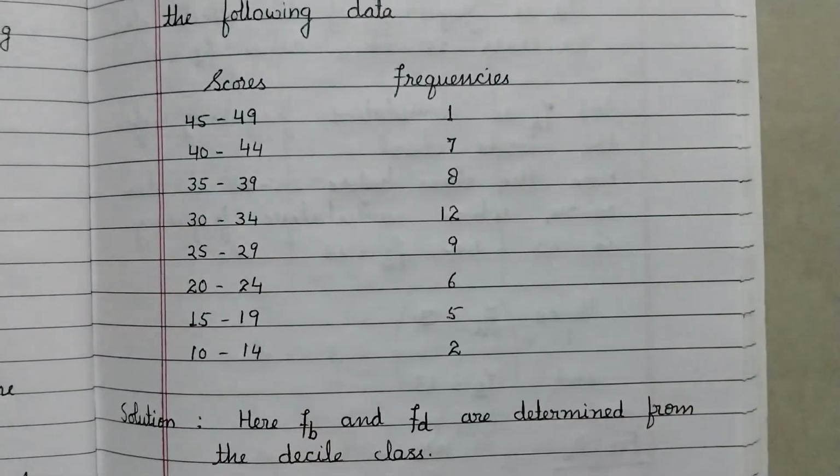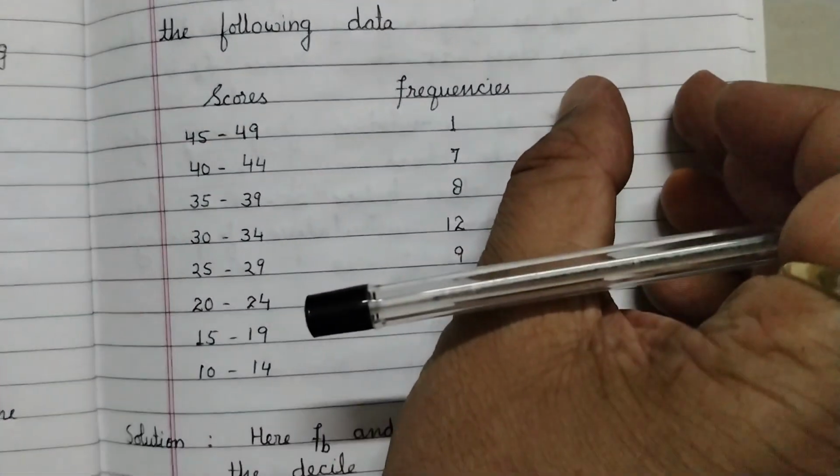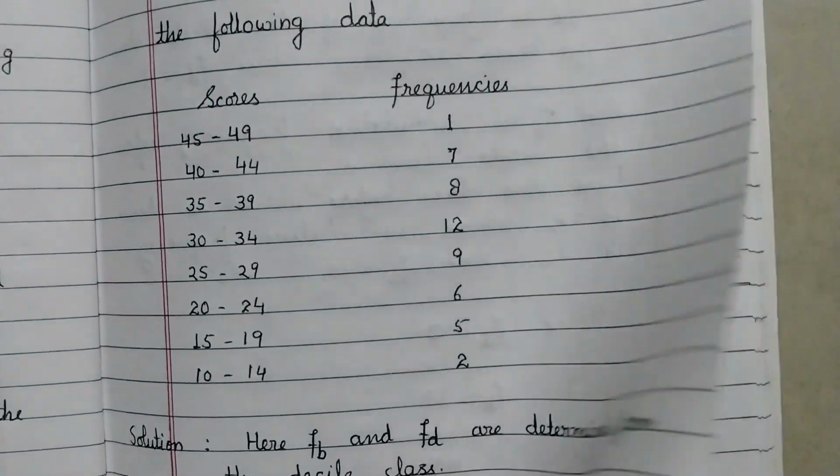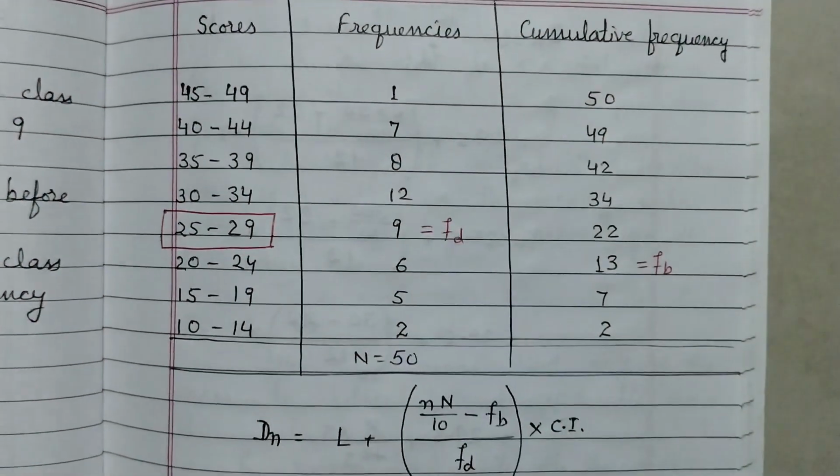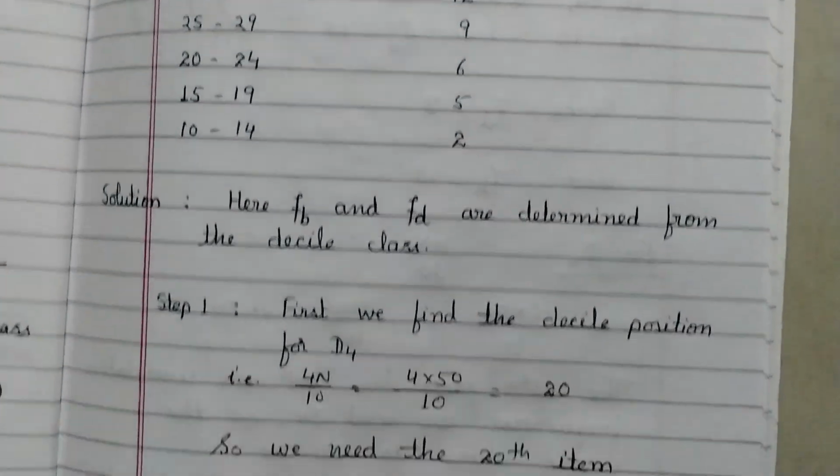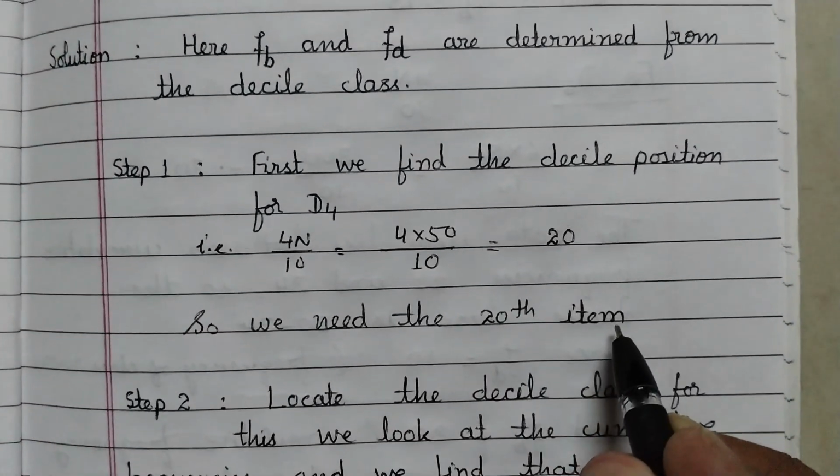So actually this is the question. On the next page, for the solution, one more column is introduced, that is the cumulative frequency, which is given here. So we need the 20th item.